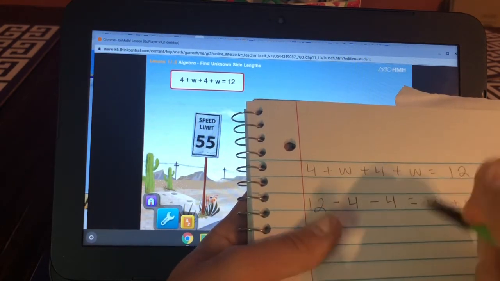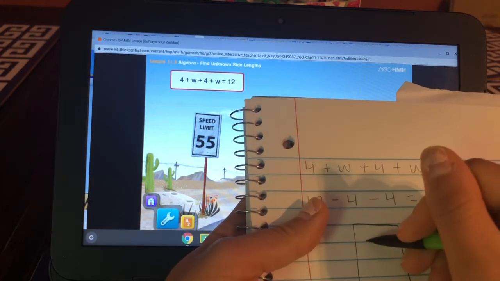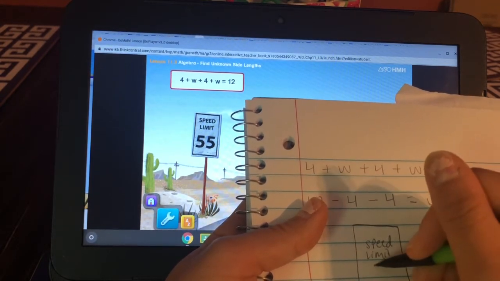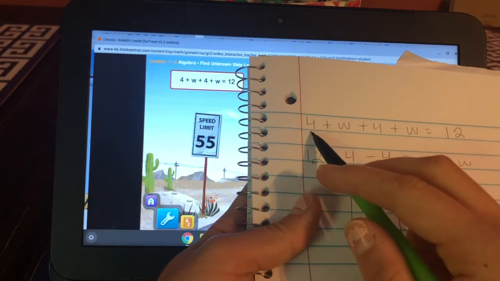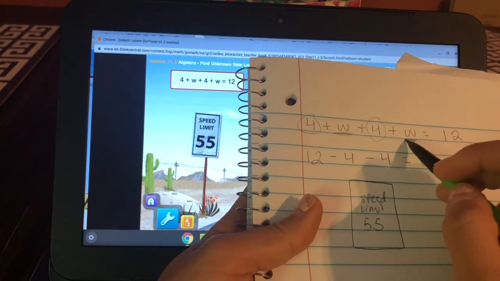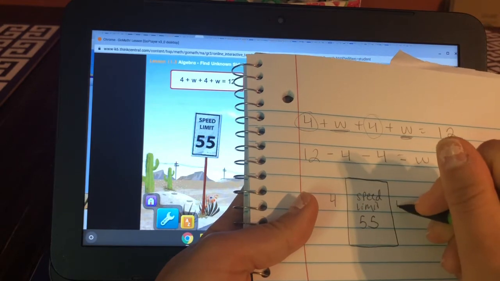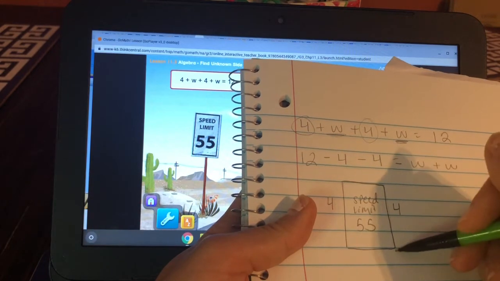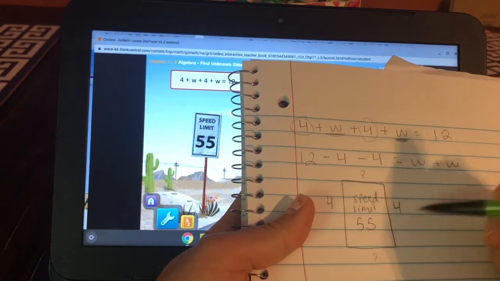So here's our rectangle sign. It says speed limit 55. I know that 2 of the sides have the length of 4, and I'm solving to find out what these side lengths are. So this length is 4, and this one is 4, and I know that they're the same because this is a rectangular shape. So these two lengths are the same. Now I have to determine what this one and this one are.